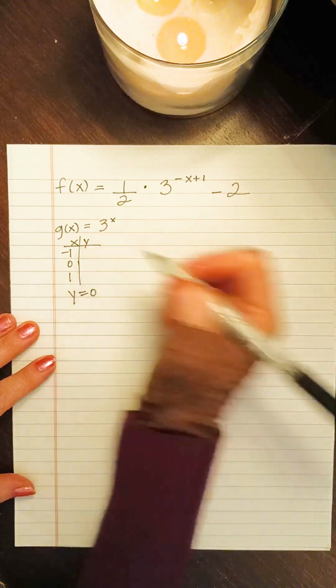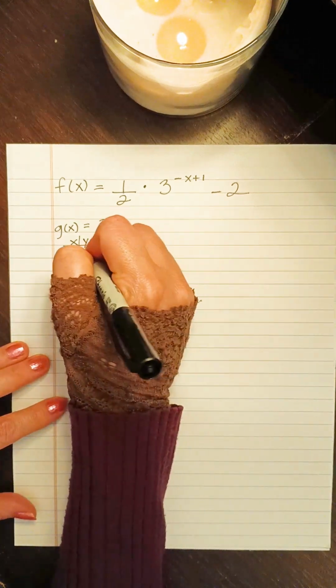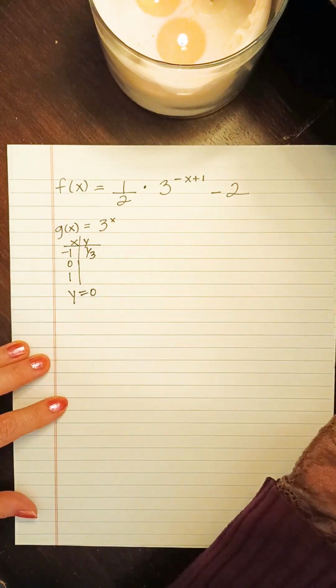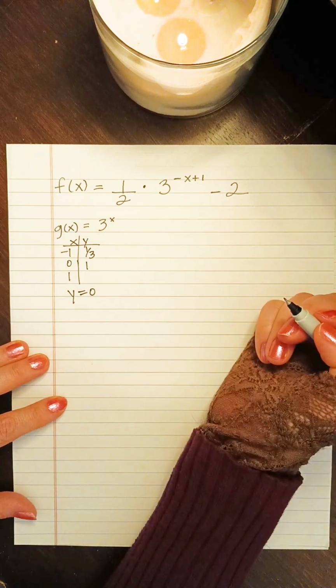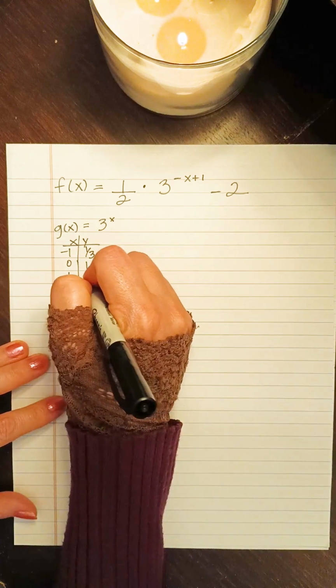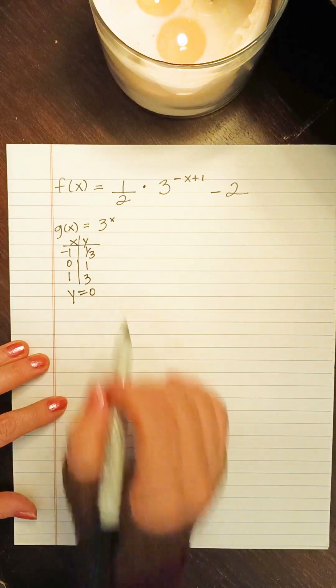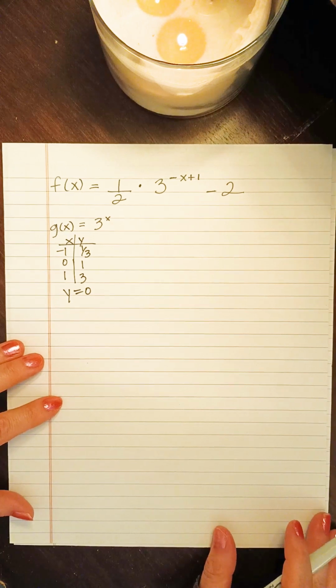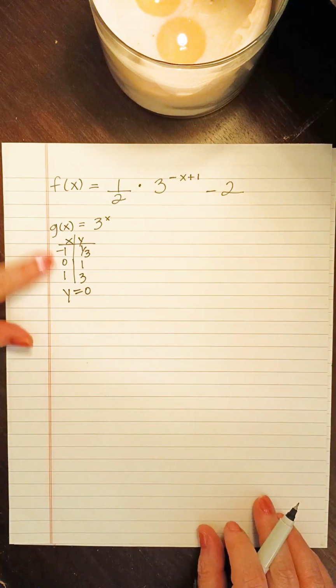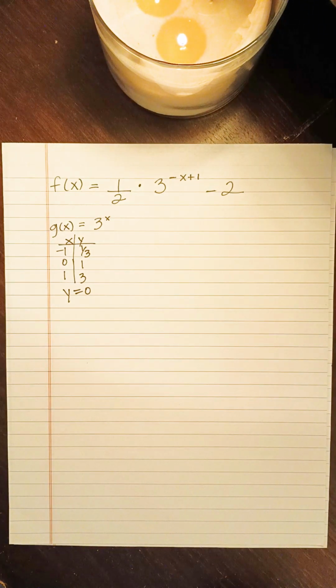So g of -1 is 3 to the -1, which is a third. g of 0 is 3 to the 0, which is 1. And g of 1, which is 3 to the first power, is 3. And these are the points that your textbook chooses. These x values are small, easy numbers to work with, to evaluate the function at.